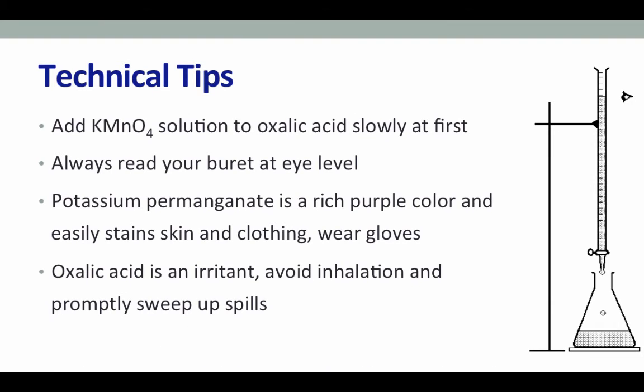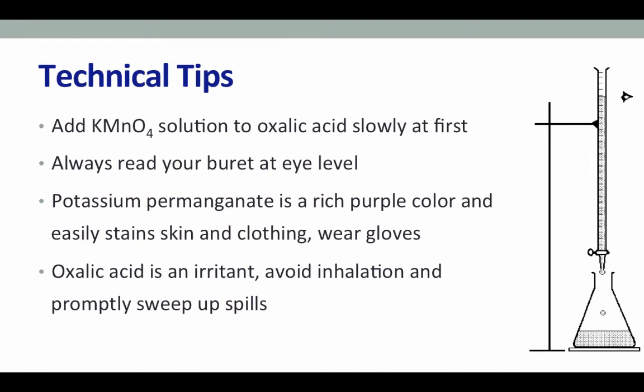It's important with this specific redox reaction that at the beginning of your titration you add the potassium permanganate solution only very slowly. This pertains to the first 3 to 5 mils of your titration. If you add the permanganate solution too quickly at the beginning of the titration, you will end up forming manganese oxide. Manganese oxide is a brown solid and will precipitate and ruin your titration.